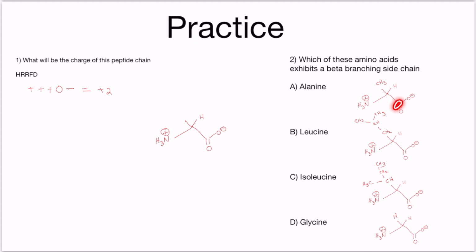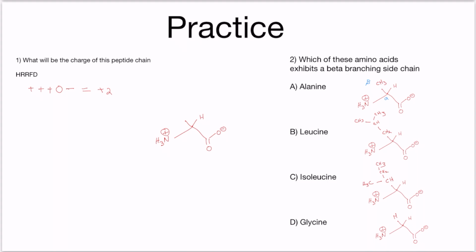So this carbon right here is the carbonyl carbon. So the next carbon will get alpha. And then the following carbon will get beta. So we can see for alanine there's no beta branching, right? The beta carbon is just connected to 3 hydrogens.